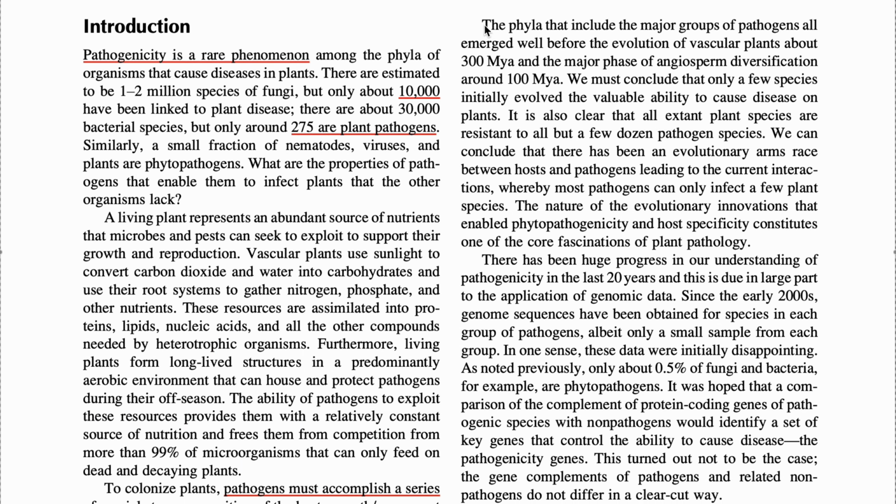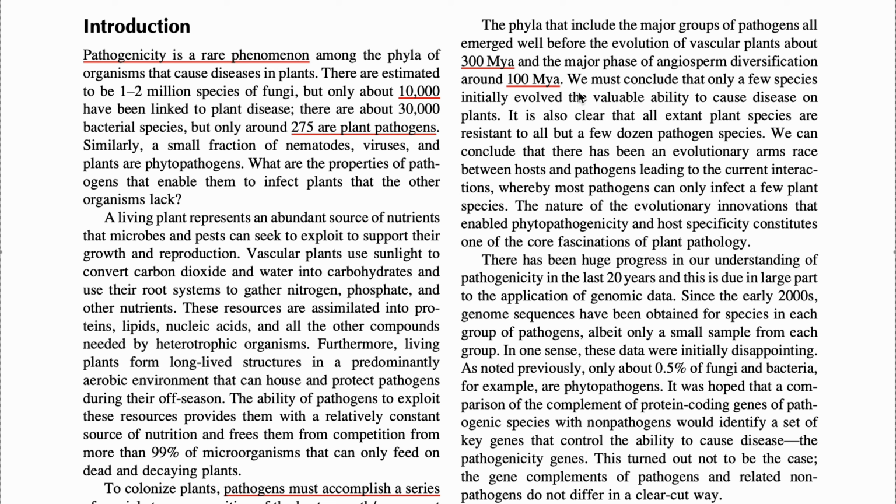Now here we get to see one interesting thing, that the phyla that include the major groups of pathogens all emerged well before the evolution of vascular plants, around 300 million years ago. Whereas the major phase of angiosperm diversification was around 100 million years ago. So the pathogens were in this environment way longer than the angiosperms.